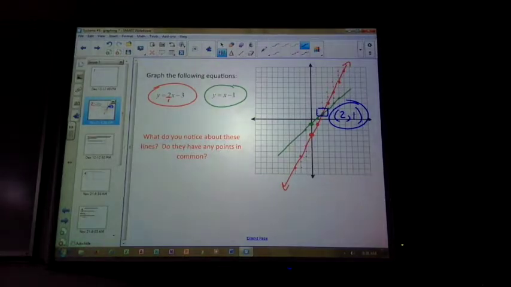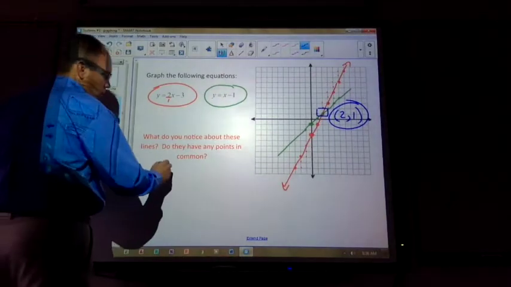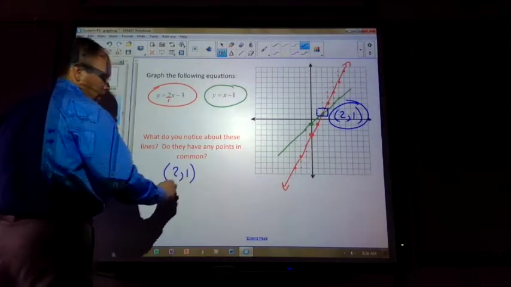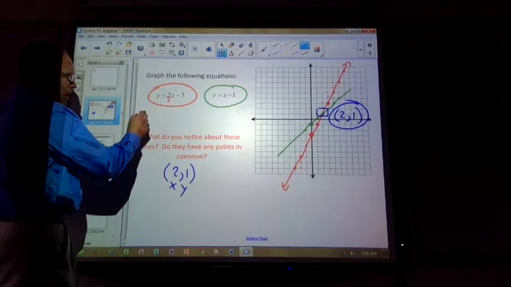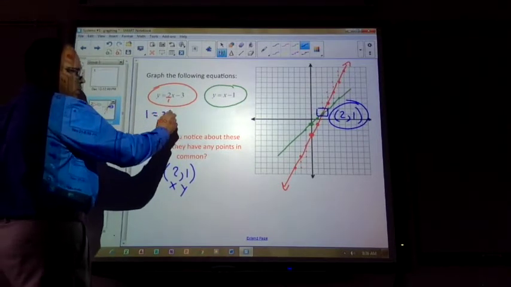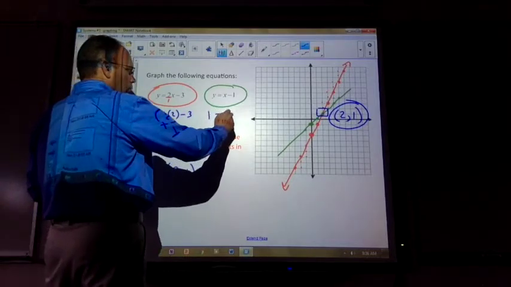Now, intersecting points are indeed something that business and industries do use. An intersection of two different types of graph, whether they're straight lines or curved lines, does mean it's a solution to the industry. If I were to take 2, comma 1, which is x and y, and plug them into both equations, I'm going to get 1 equals 2 times 2 minus 3. And if I plug into the other one, I'm going to get 1 equals 2 minus 1.